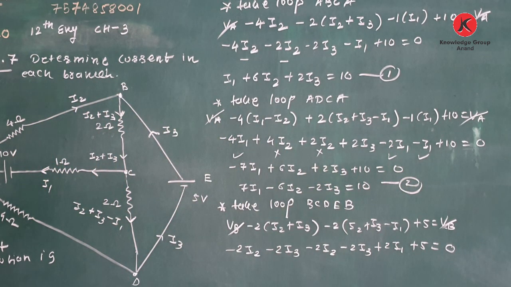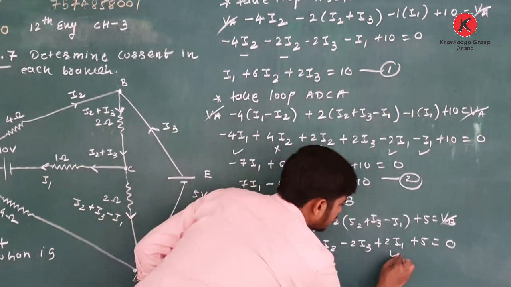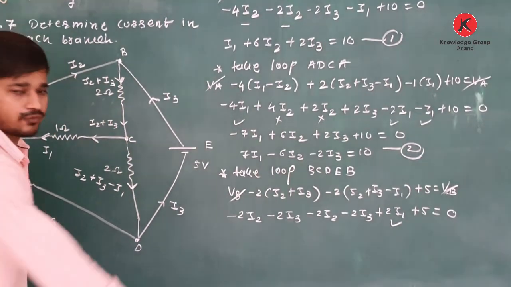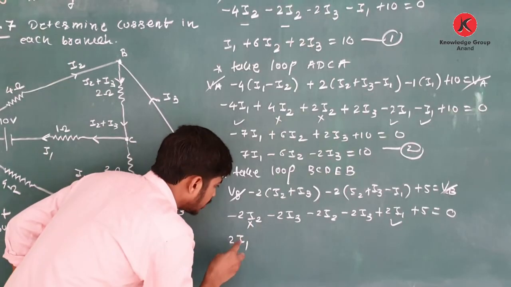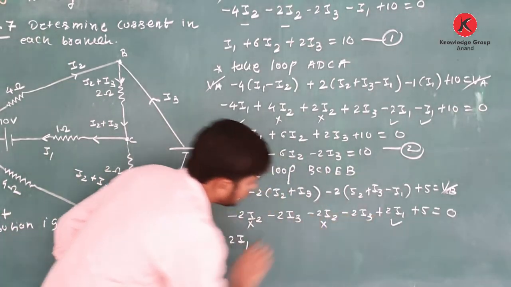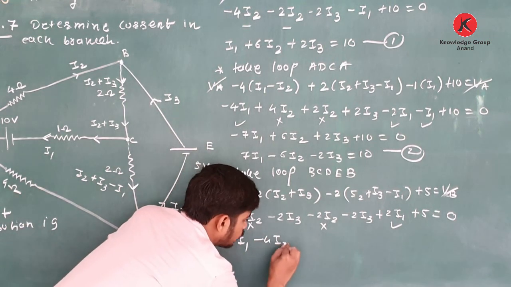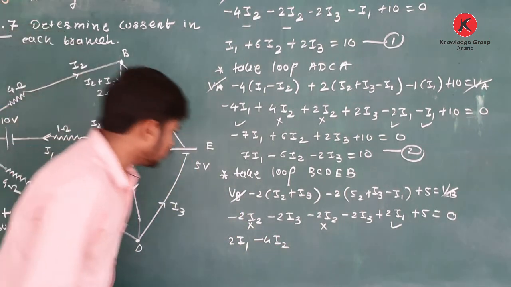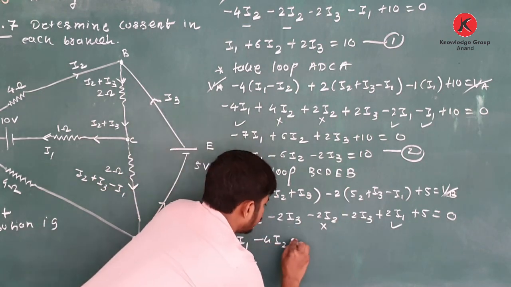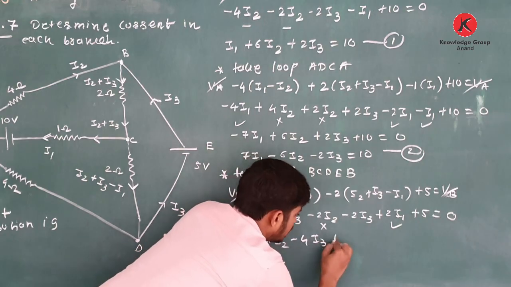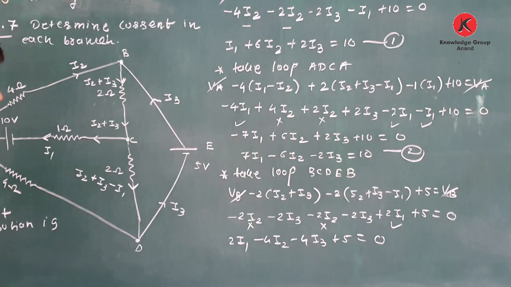Clear about this? Okay, now terms having I1, that is only one term. That is 2I1. Terms having I2, it is 2I2. Then only two terms, minus 2I2 means minus 4I2. Then I3 minus 2I3 means it is minus 4I3 plus 5 is equal to 0.